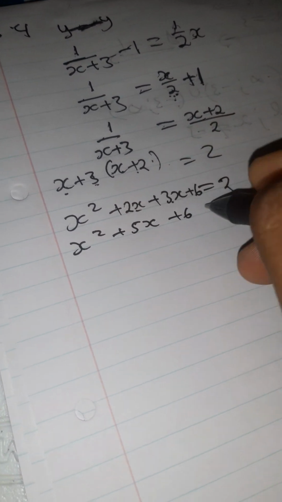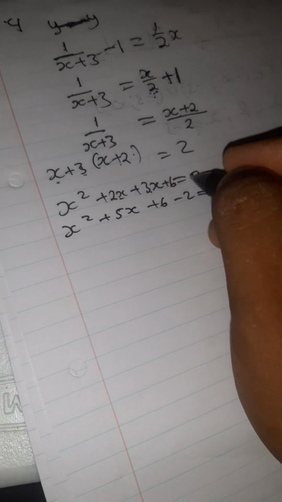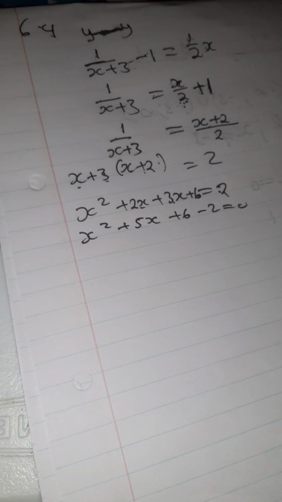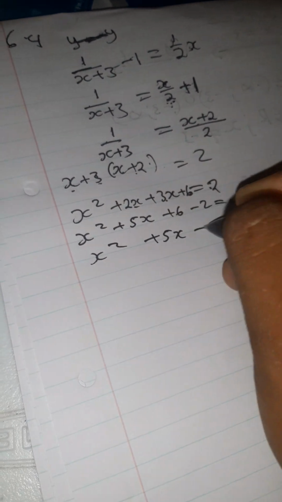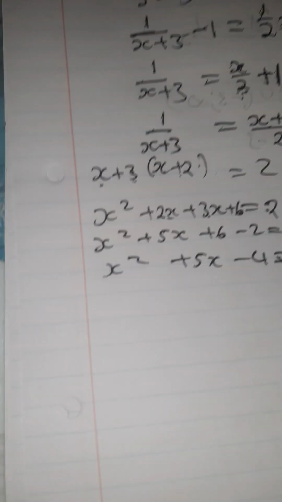Then x squared plus 5x plus 6 minus 2 is equal to 0. I took this 2 to the other side. And then what will I get using my quadratic formula? x squared plus 5x minus 4 is equal to 0. You can use a quadratic formula, you can use factorization. I mean, sorry, 6 minus 2 is 4, so it's plus 4.